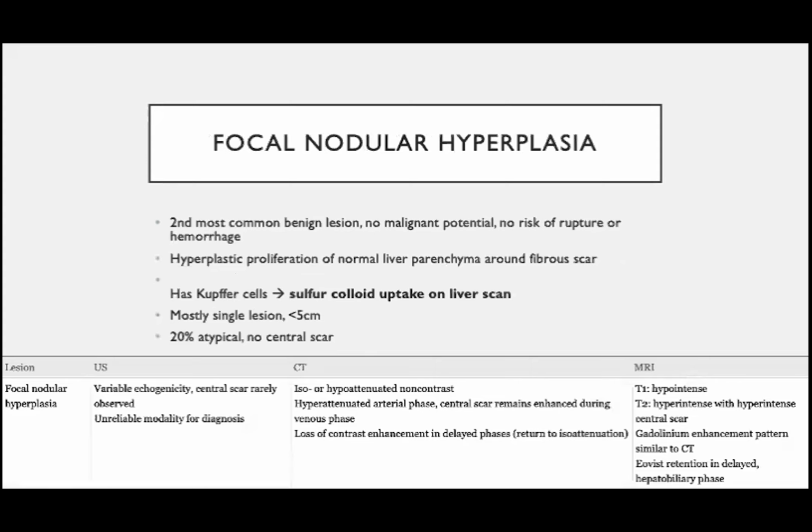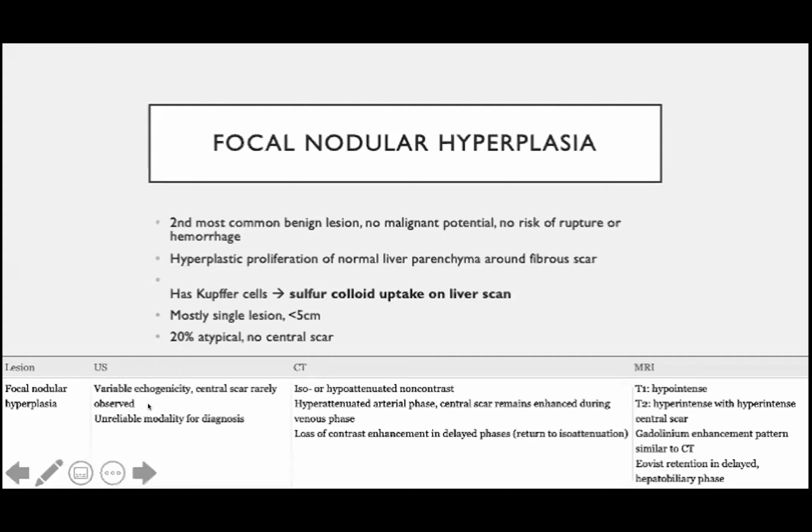FNH. These are the second most common benign lesion. They have no malignant potential and no risk of rupture or hemorrhage. They are a hyperplastic proliferation of normal liver parenchyma around a fibrous scar. So it has Kupffer cells, which means they have sulfur colloid uptake on liver scans, which is something we should remember. They're mostly single and less than 5 centimeters. 20% of these are atypical without a central scar.